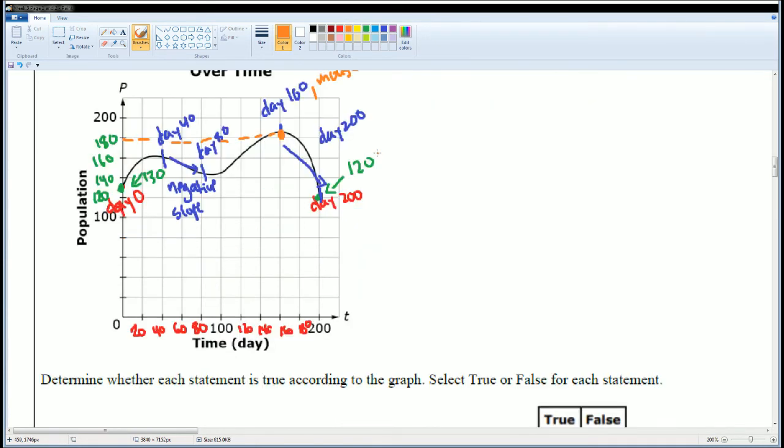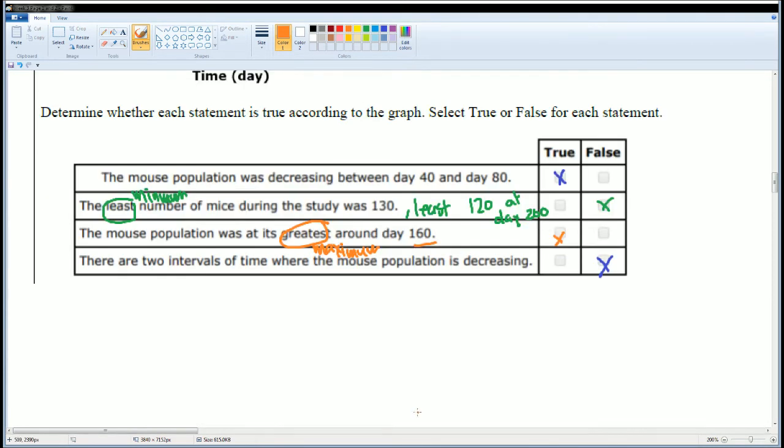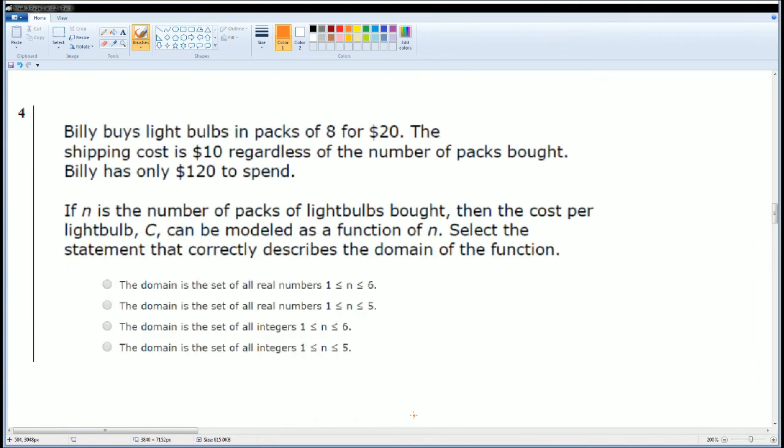Okay. Right. Good. So now let's look at number 4 here. Billy buys light bulbs in packs of 8 for $20. The shipping cost is $10. Regardless of the number of packets bought, Billy has only $120 to spend. If N is the number of packets of light bulbs bought, then the cost per light bulb, C, can be modeled as a function of N. Select the statement that correctly describes the domain of the function.